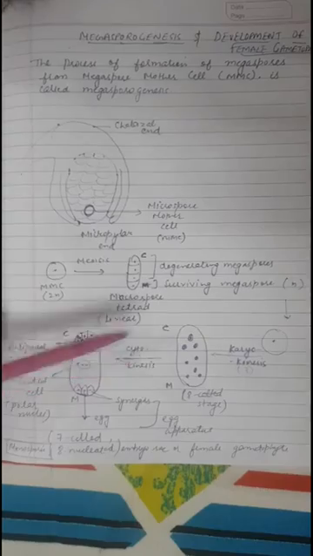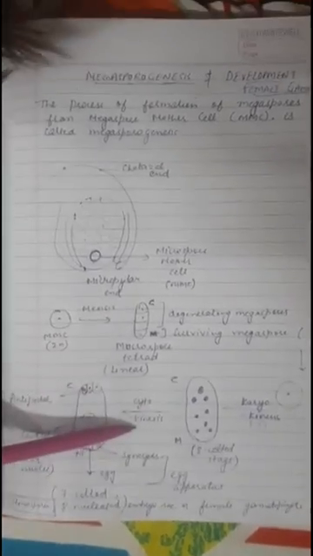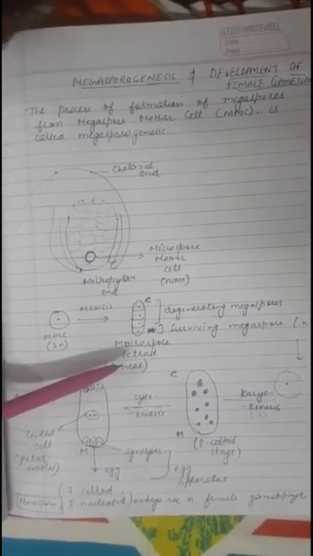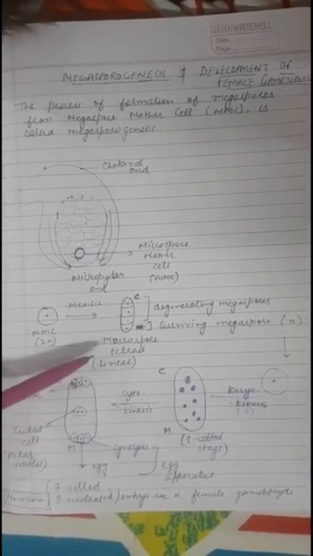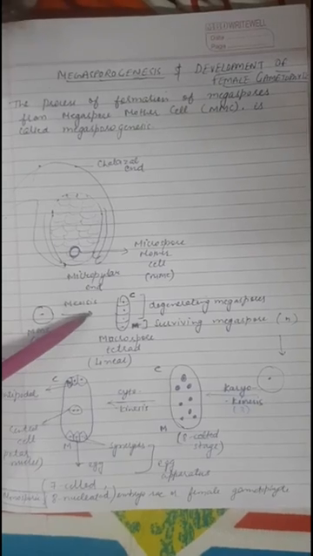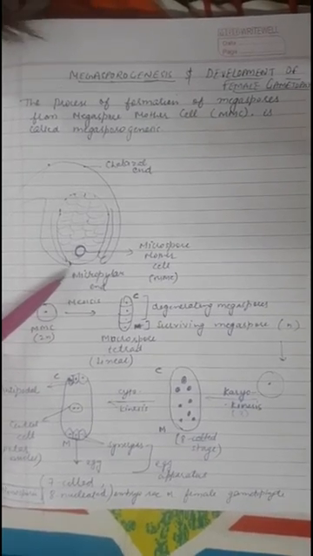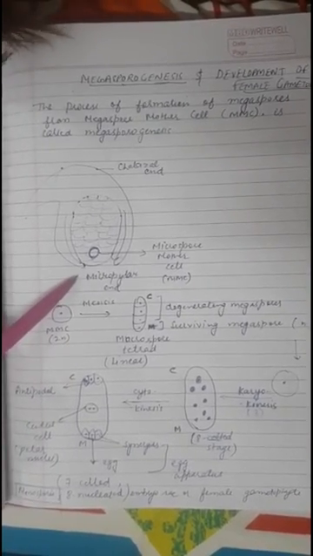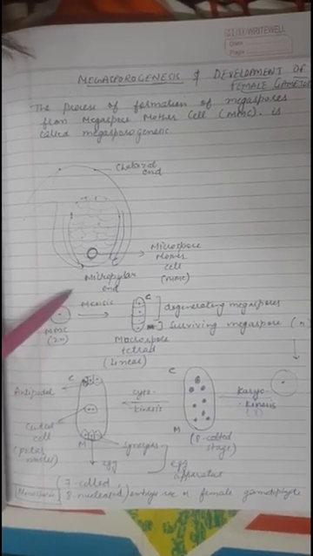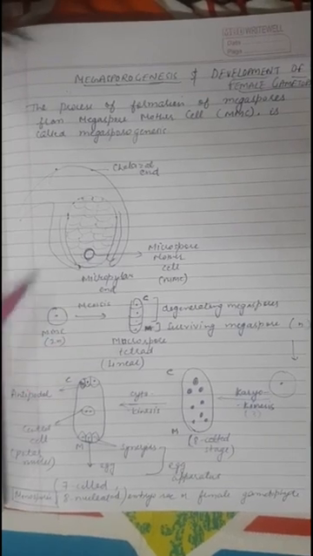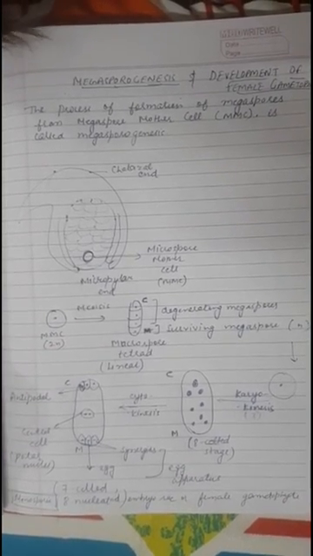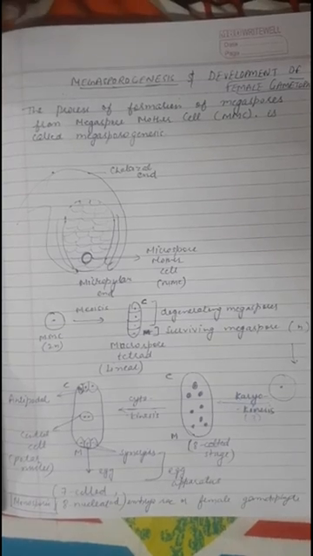In your NCERT book, the same topic is given but the diagram is different. So it is up to you. You can draw this diagram or the one given in your book. Your homework will be the same: draw this development of female gametophyte as well as the structure of ovule in your notebook. I will also share one video with you in which the formation of male and female gametophyte is given as an animation, so that it will be more clear to you. That's all for today.